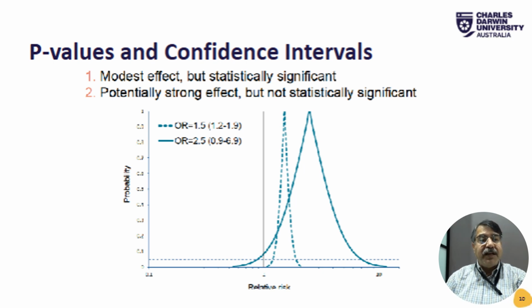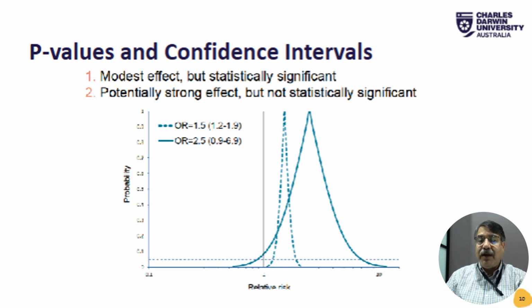P-value and confidence interval: in case of the dotted line, the modest effect was there, odds ratio 1.5, but it was statistically significant because it does not cross the vertical gray line of null. And the second one is a potentially strong effect, which was 2.5, but it's not statistically significant because it has crossed the gray line.